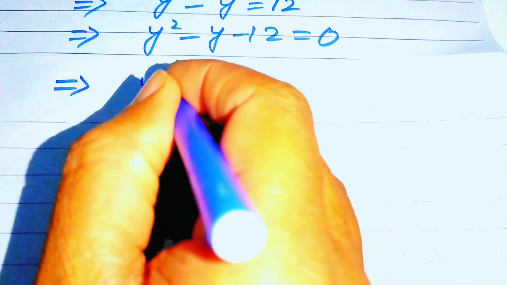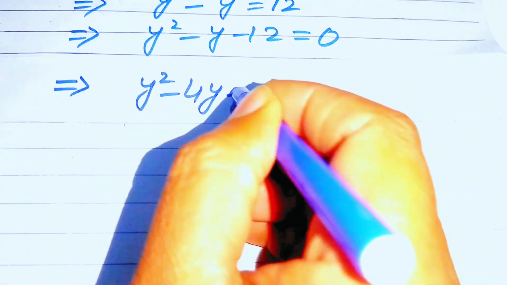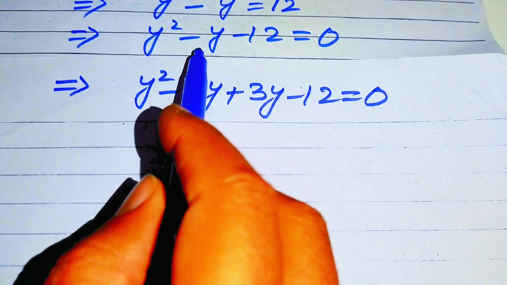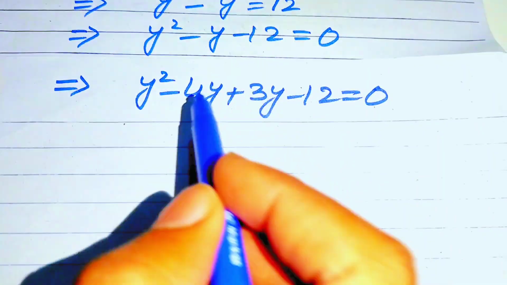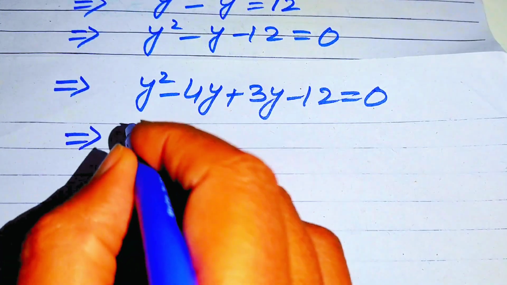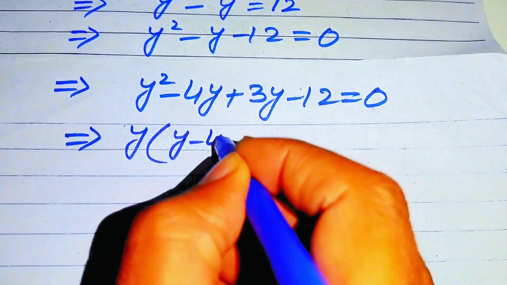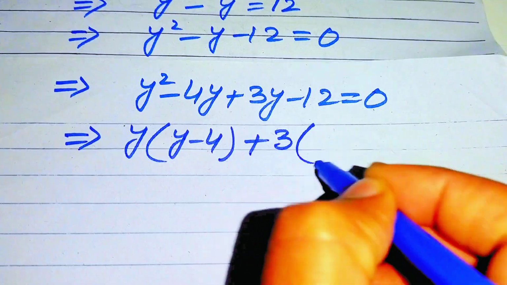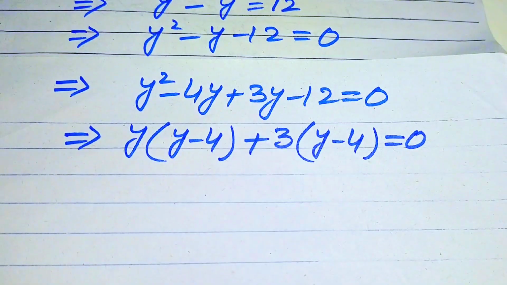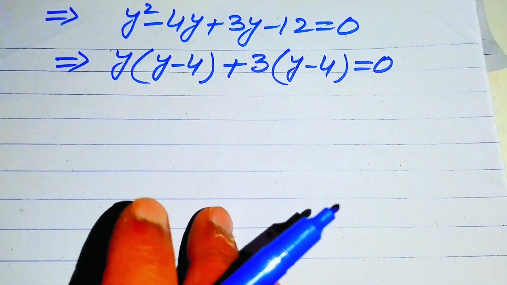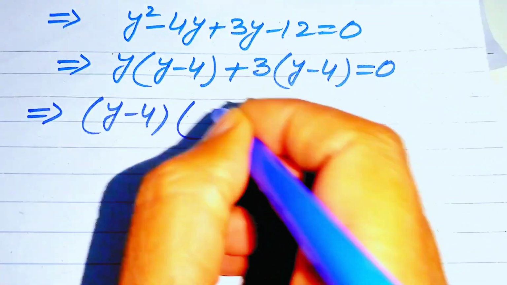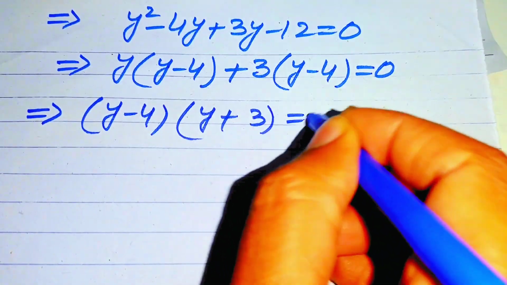Here the factors of this equation are y² minus 4y plus 3y minus 12 equals 0. Here we break our middle term, which is minus y, and we write it as minus 4y plus 3y, so it becomes minus y. Now we take y common from the first two terms, and it becomes y minus 4, and from the last two terms we take 3 common, and it becomes y minus 4. In the next step we simplify again, taking y minus 4 common, and we get y plus 3 equals 0.